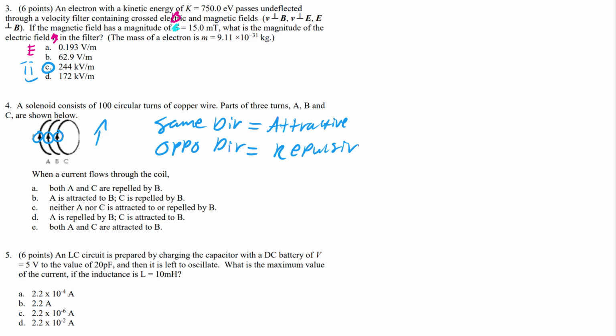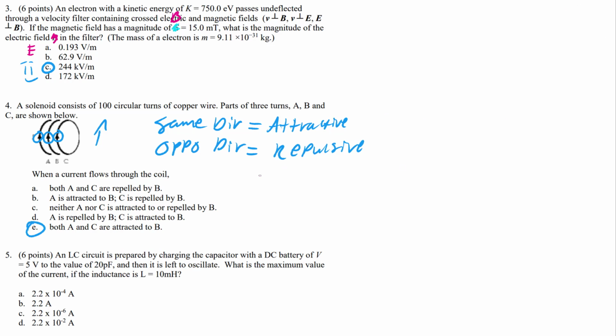And because our wires are going in the same direction, A is going to be attracted to B, and B is going to be attracted to C. So you could say that A is attracted to B, and C is attracted to B, because they're going in the same direction, right? And if we had C going in the downwards direction, then the answer would be that A is attracted to B, B is attracted to A, but A is repulsed by C, and B is repulsed by C. So just keep in mind, if it's in the same direction, it's going to be attractive. If it's in the opposite direction, it's going to be repulsive. And so E would be the correct answer.